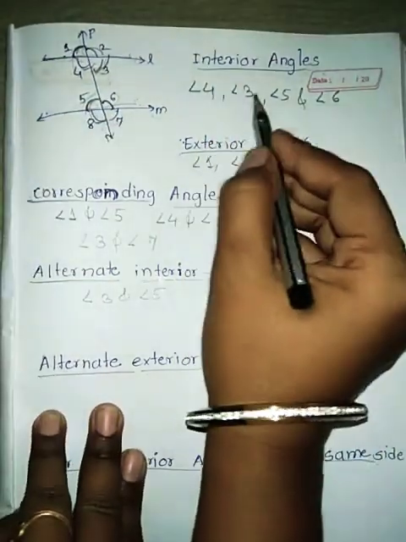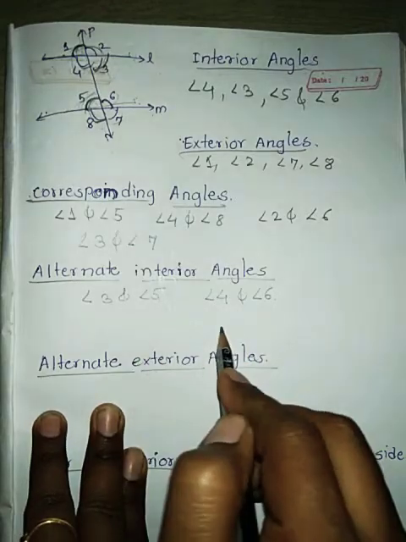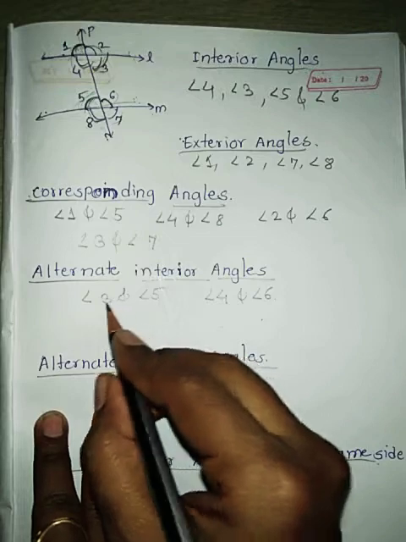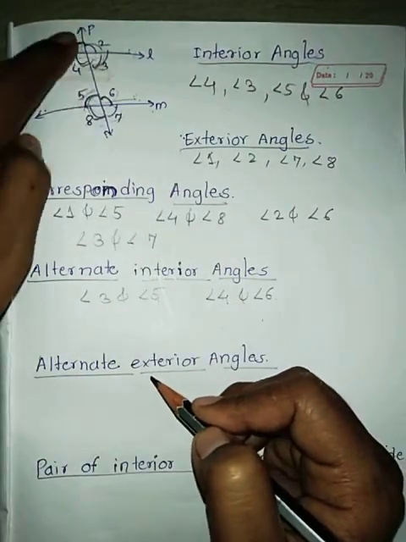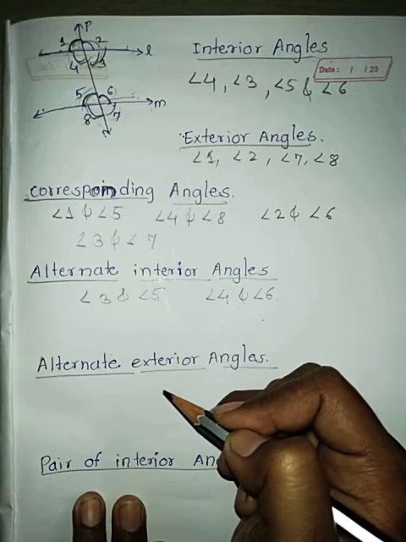Angles 4, 3, 5, 6 are the interior angles, and in that, an alternate pair is made. Alternate pair: 3 and 5, 4 and 6. So these are alternate angles, alternate interior angles.